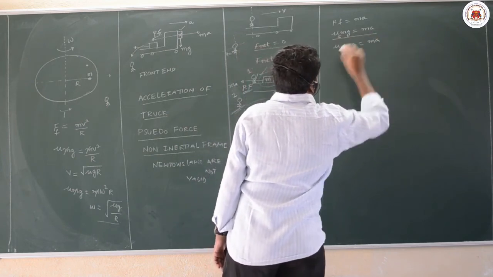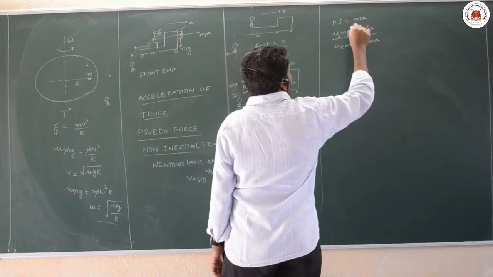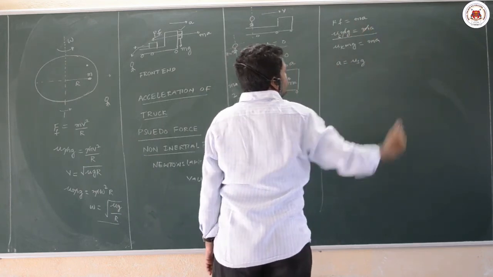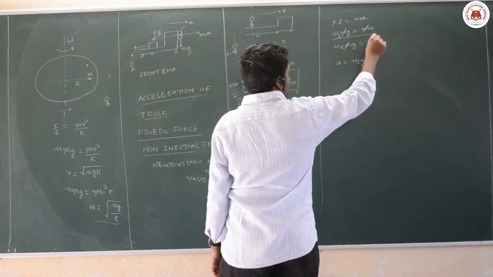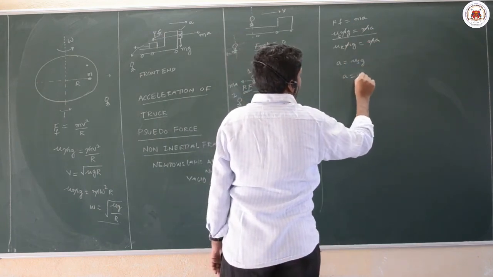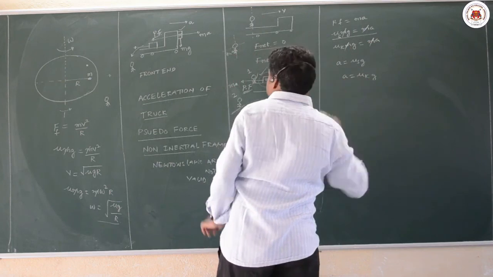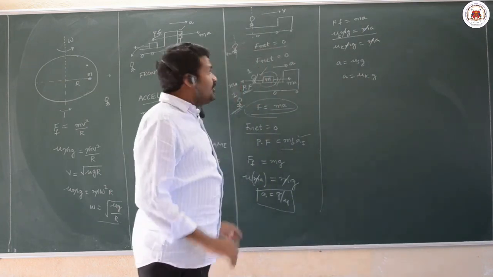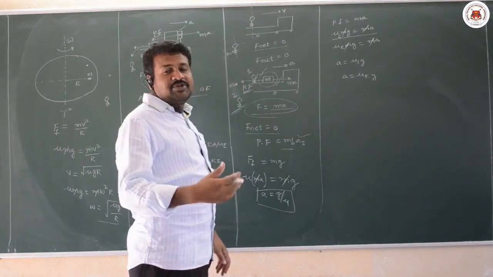So if it is at rest, that is the condition, the acceleration of the lorry should be a equal to mu s g. Suppose it is in motion, the acceleration of the lorry should be a equal to mu k g. So in these two cases, we can apply the concept of pseudo force. The body is not falling down, it is at rest because of the frictional force.